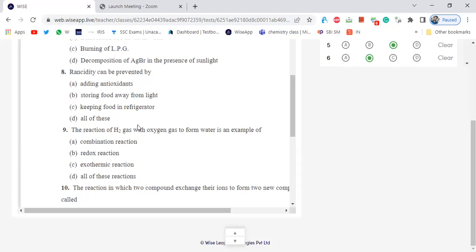Okay. The rancidity can be prevented by adding antioxidants. I think some of the questions I gave in this, we didn't discuss at all in the class. It's okay, no problem, but it is all of these. So what is the answer? All of these. D, all of this.